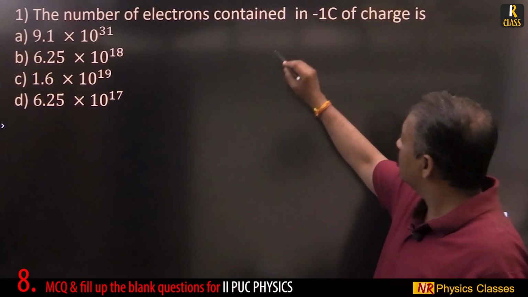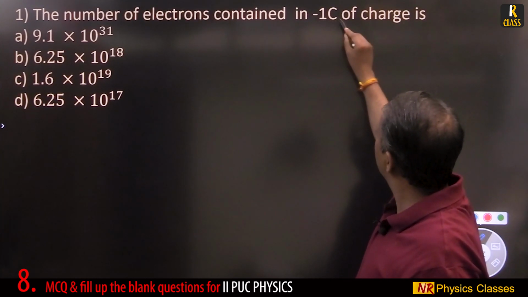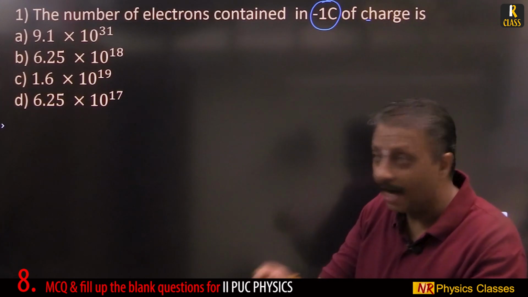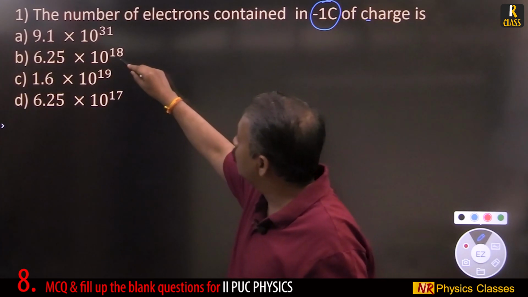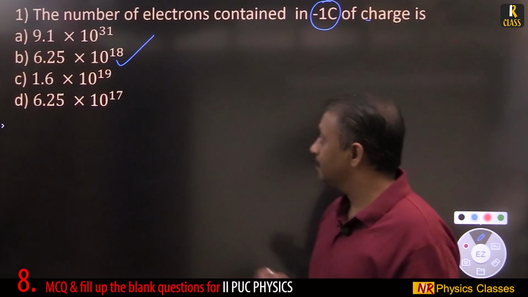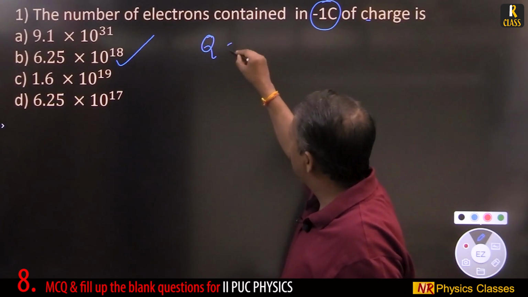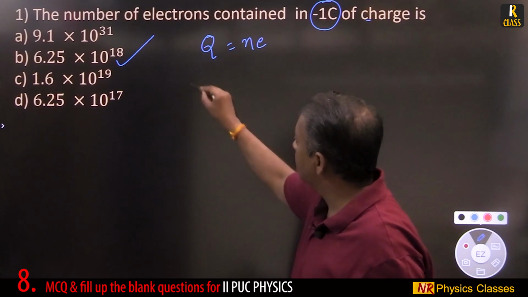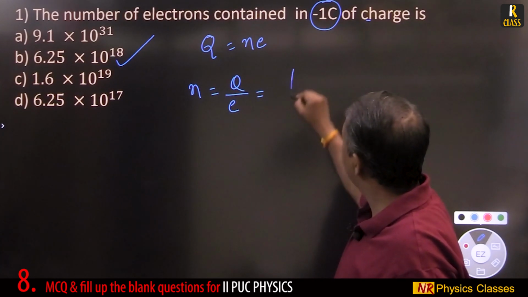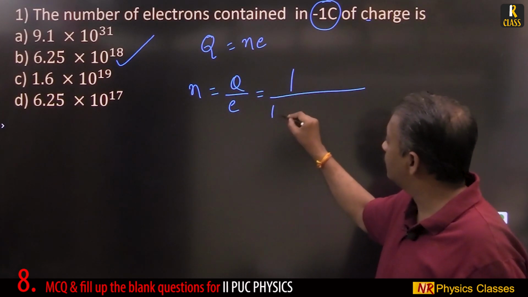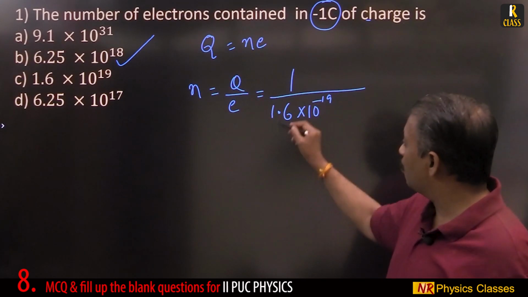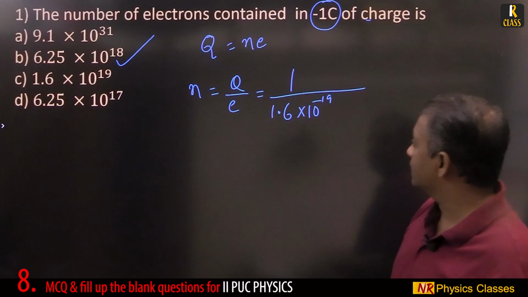The number of electrons contained in -1 coulomb of charge. -1 coulomb of charge means electrons should be added. It is 6.25 × 10^18. It's a standard question, isn't it? So charge equals N into E, quantization. N is Q by E. 1 coulomb of charge. The charge of each electron, the elementary charge, is 1.6 × 10^-19.